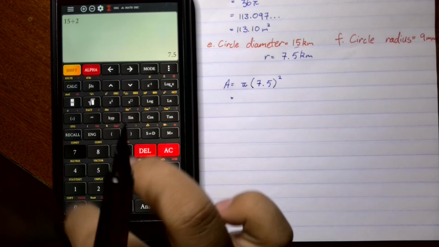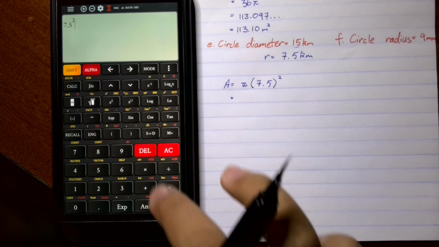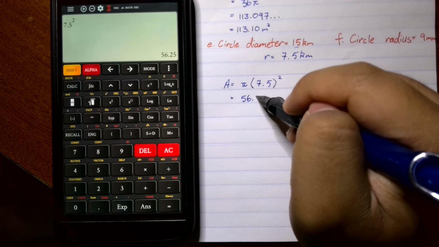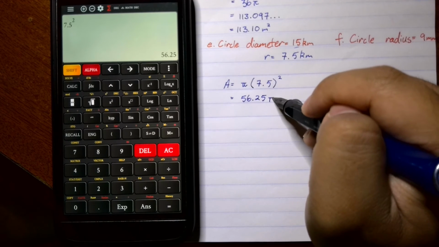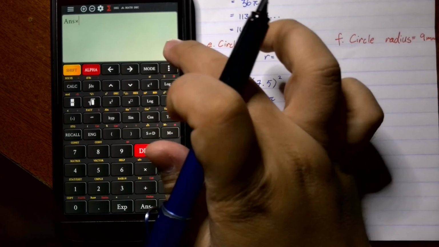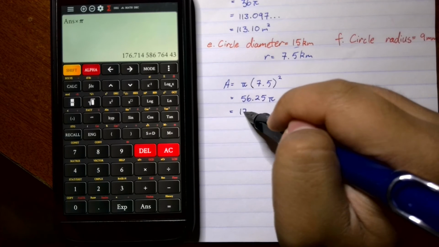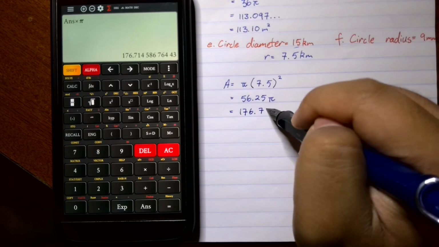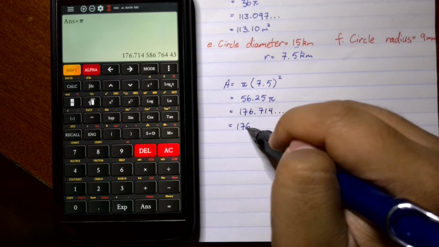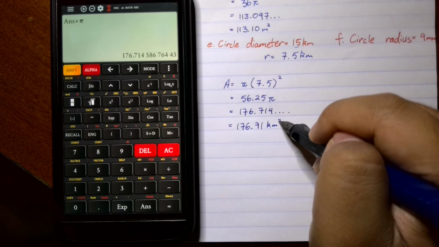This time, using our calculator, we can just do it like so. 7.5 squared, we get 56.25 pi. Multiplying that value times pi gives me 176.714. And once again, rounding it off, kilometers squared.